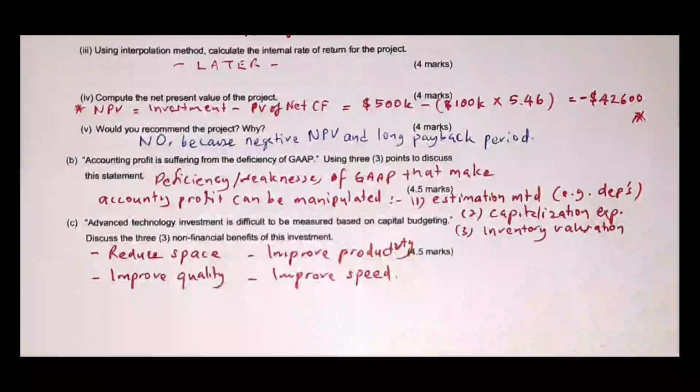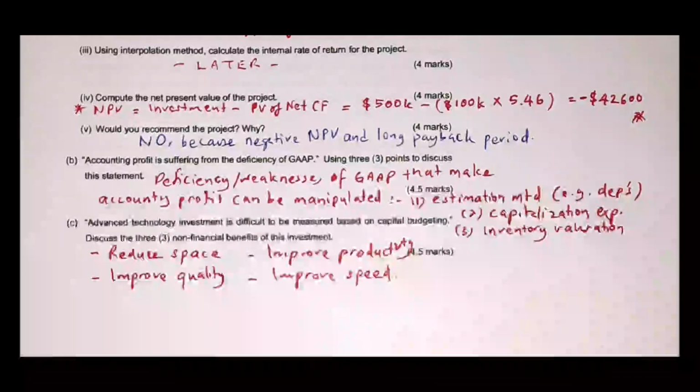The second point is the capitalization of expense. The accounting standard in some situations allows companies to capitalize their expense. So when a company decides to capitalize its expense, the profit will increase, because when a company capitalizes its expense, the expense will become lower than if the company records the item as an expense.